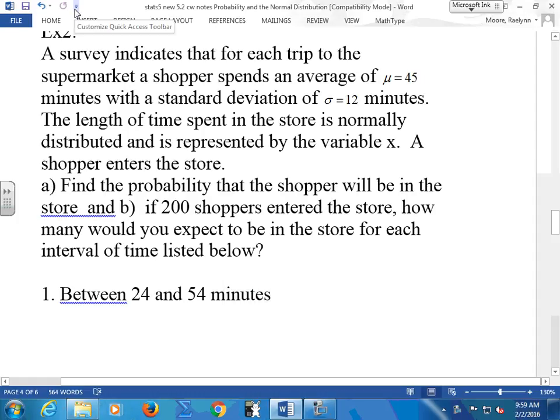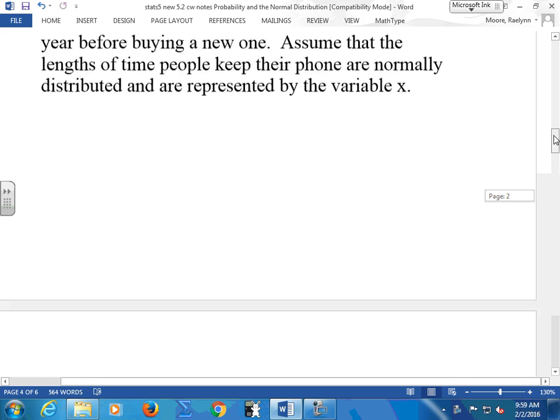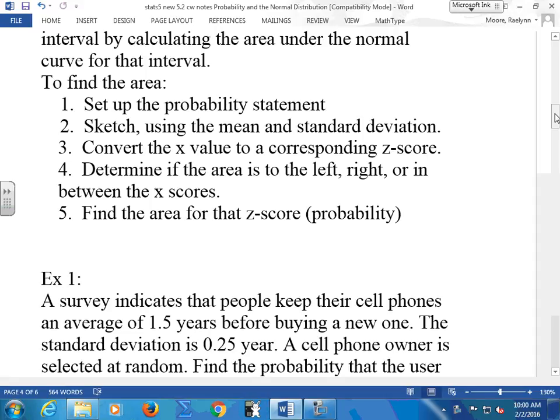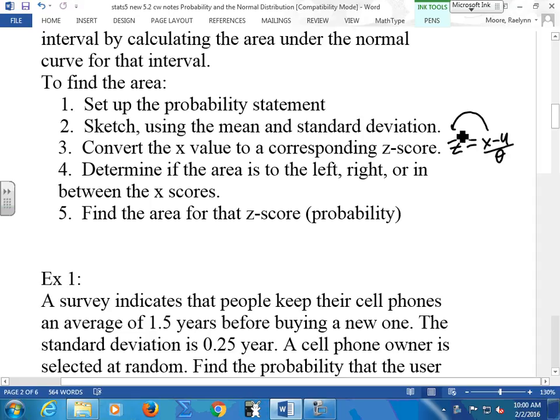On the sketching, pull out your information, give me a sketch, set up your probability statement, the same setup that we had before. Set up your probability statement, sketch, use your mean, your standard deviations, go across the curve. If you realize you're only in the positives and you just want to do the positive side, that's fine. If you're only in the negatives and you do the negative side, as long as you give me some kind of sketch. Use your z-score formula to convert these x values to correspond to your z-scores.